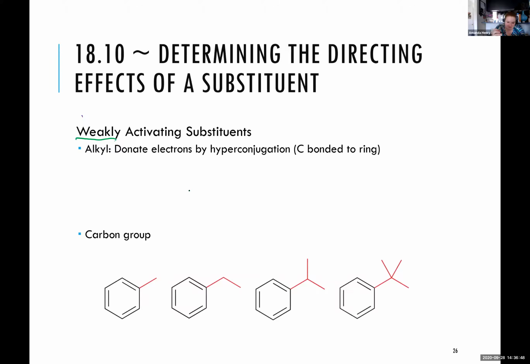So our weak activators are carbon groups. We do have a lot of examples of different carbon groups down there, but it's to emphasize that it can be methyl, primary, secondary, tertiary. They're all going to do the same thing. These are activators, so they are electron donators, and the way that they're donating electrons is by hyperconjugation. And so we will have hyperconjugation anytime there's a carbon bonded to the ring.